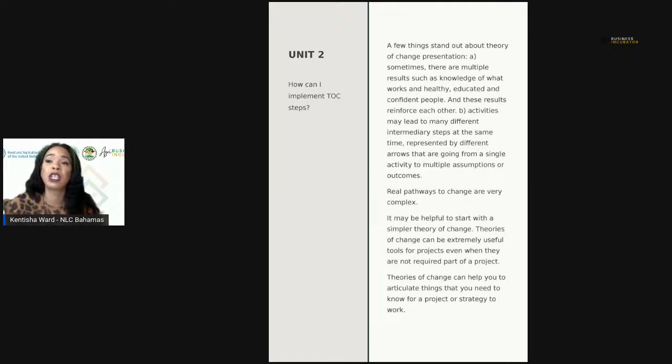Theories of change can be extremely useful tools for projects even when they're not required to be a part of the project. Theories of change can also help you to articulate things that you need to know for a project or for your business, especially if you're in the ideation process. Many persons say, hey, I want to start a business, I have an idea. But when you start to think about planning out your idea, we don't really have all the information. So the theory of change gives you the opportunity to look at a wide scope and put the puzzle pieces together to get that idea together.